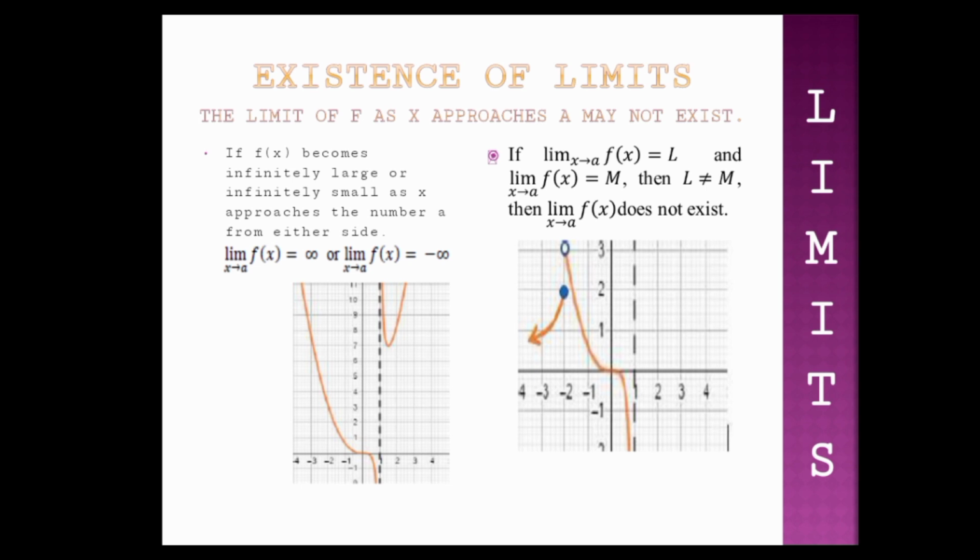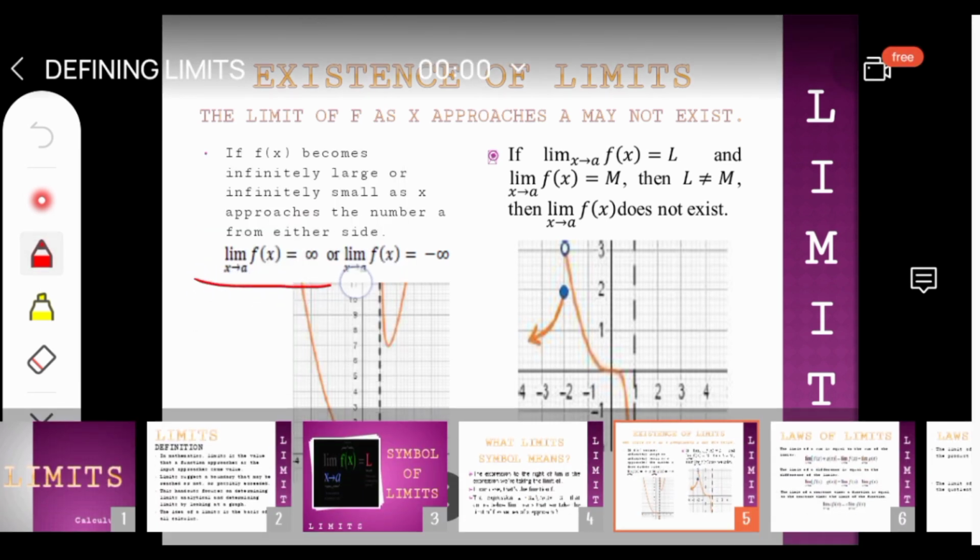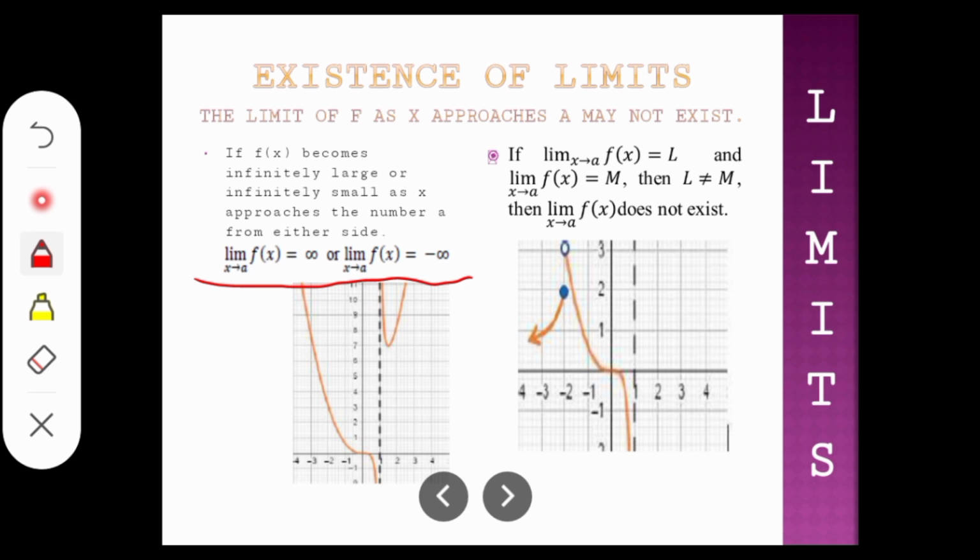Now, our limits have existence conditions. The limit of f as x approaches a may not exist if f of x becomes infinitely large or infinitely small as x approaches the number a from either side. So we have this one: lim of f of x as x approaches a is equal to infinity, or lim f of x as x approaches a is equal to negative infinity. And this is the graph.